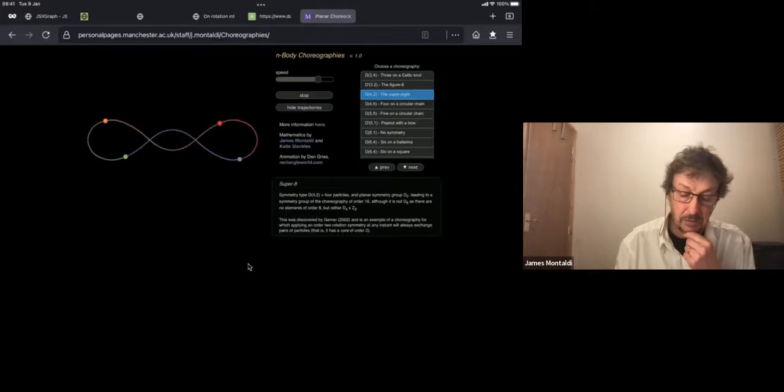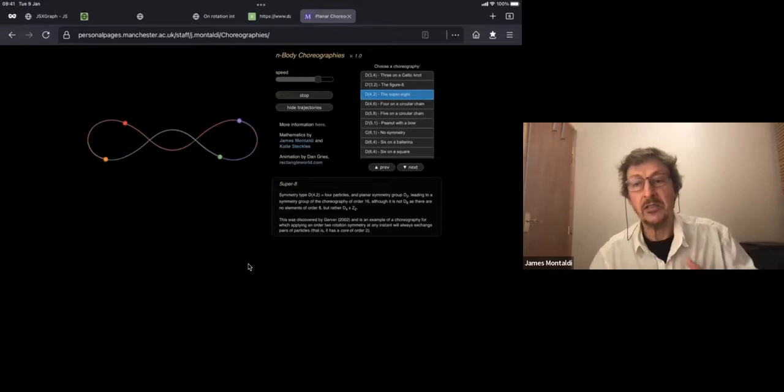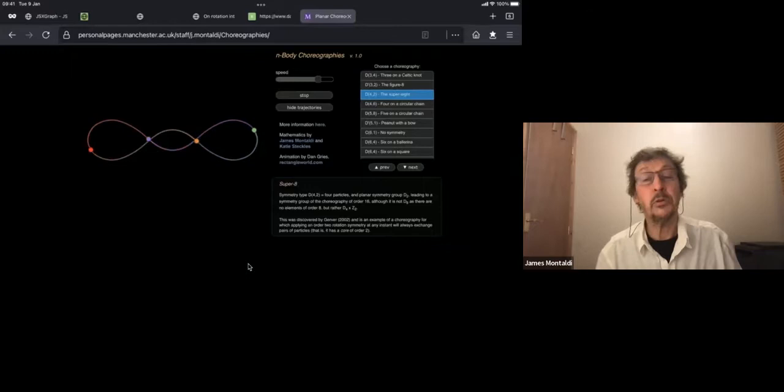And so then people started thinking about, well, this could be a class of interesting solutions. You draw a curve, put a bunch of particles on it, and see if there's a solution on that curve with the particles moving around it, parameterized curve, moving around it equally spaced in time.